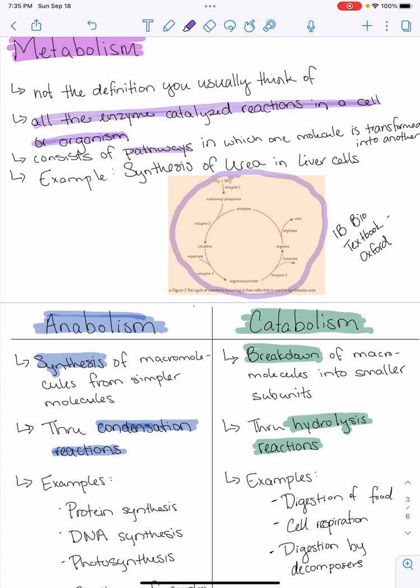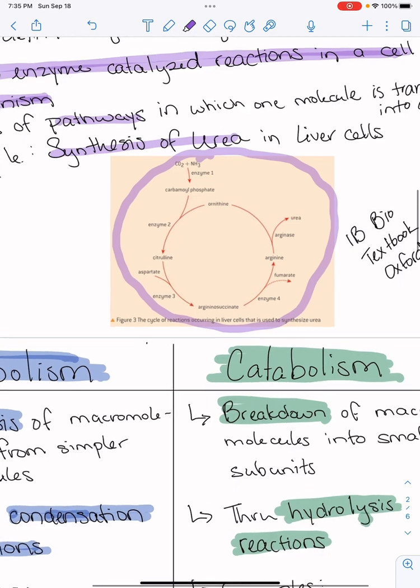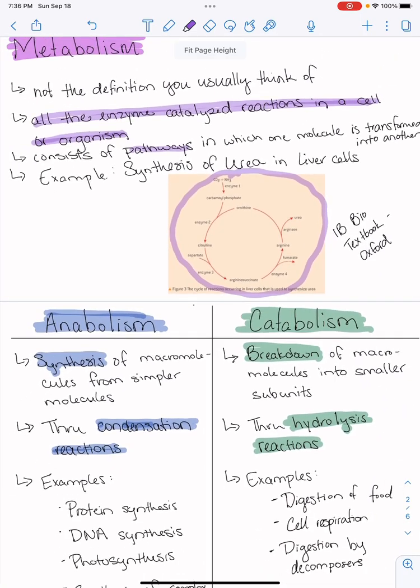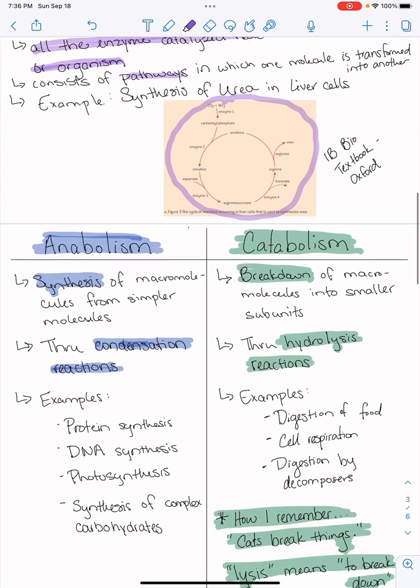So sometimes in questions you may see pictures kind of like this right here. So this is an example of a metabolic pathway in the human body, specifically the synthesis of urea in liver cells. So you can see that sometimes there are pathways that actually form more like cycles. A lot of times metabolic pathways look like this. And we'll definitely talk about a lot of examples of metabolic pathways throughout this chapter and then in other chapters. So metabolism is all of the reactions in a cell or organism.